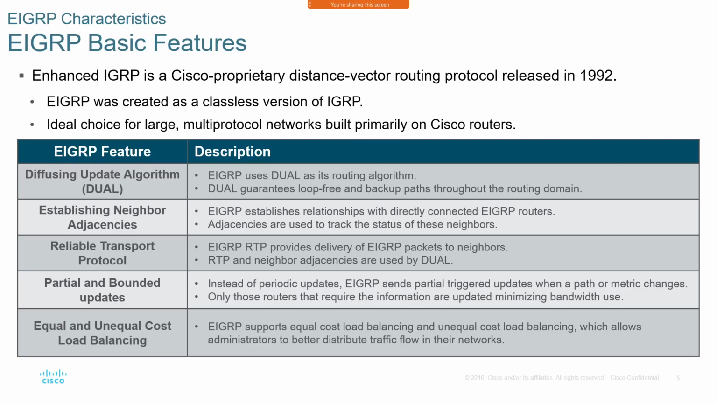Now, EIGRP supports these two things, the equal and unequal cost load balancing. That basically means if we have multiple ways to get to the destination, EIGRP can use multiple ways at the same time. Equal would be sending the same amount of packets in both links. Unequal cost would be sending more packets into a certain link depending on the link bandwidth, for example. So if a certain link has higher bandwidth, you can send more packets, of course. If another link is lower bandwidth, you can still take advantage of the link, but you just send fewer packets in that link.